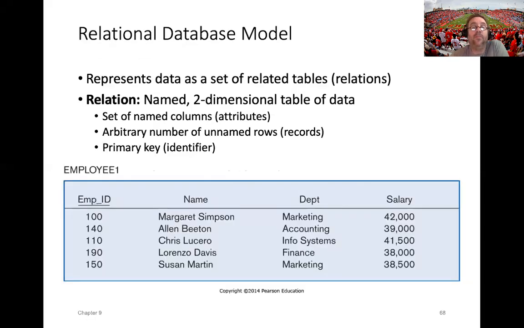So what do we have? A relational database model. Right, so it represents data as a set of related tables. Okay, so relation is this named 2-dimensional table of data. So we have our columns, which are still called attributes. We have an arbitrary number of unnamed rows or records. We have our unique identifier, which we call our primary key. And again, in this example, EmpID is our attribute that we have selected as our primary key, and we then again designate that with our underline.